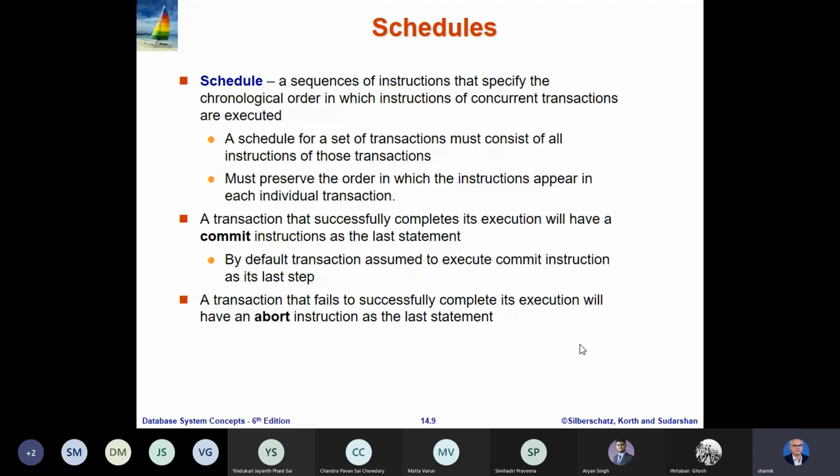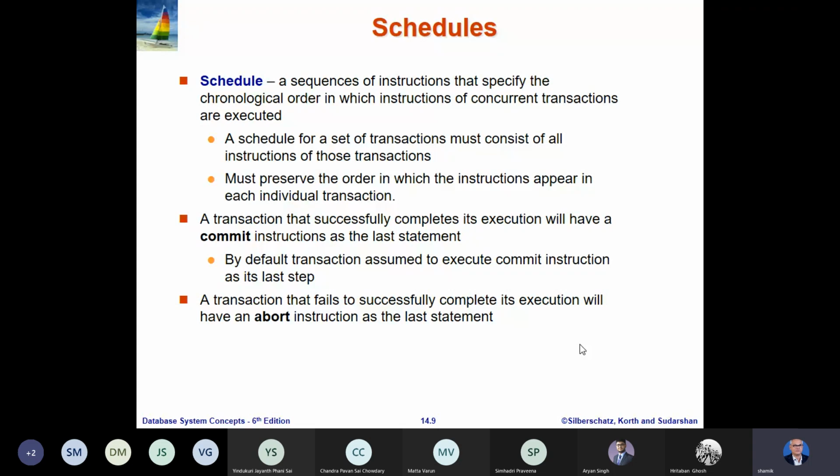There are two other terms. The transaction that successfully completes its execution is going to have a commit instruction as its last statement, and if the commit instruction gets executed correctly, then you get the message that your transaction is successful. Consider your ERP application: you choose your subjects to register, you click submit, it asks are you really sure, and again, are you really sure. After that, when you click yes, it says your registration has been successfully saved. That means the end of the transaction will have what is called a commit state.